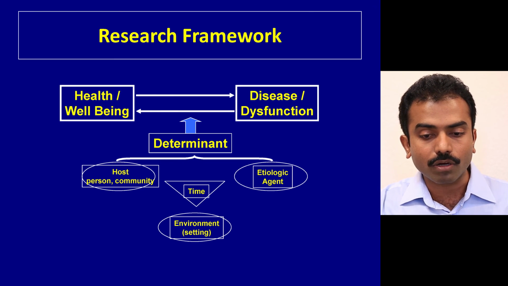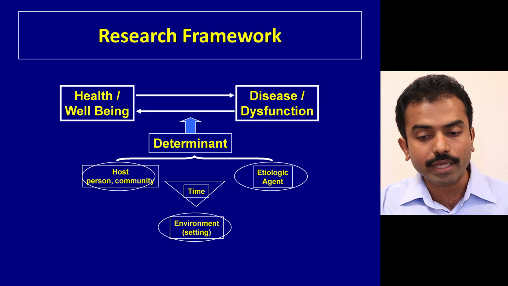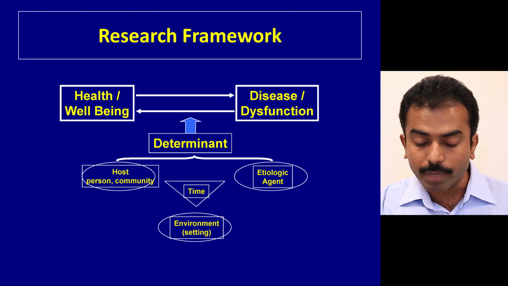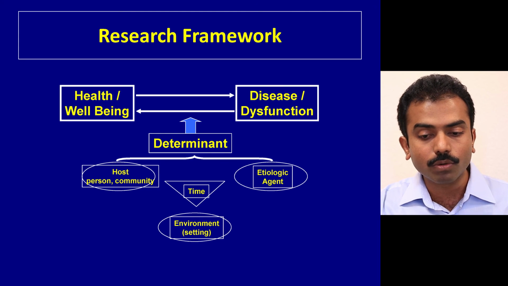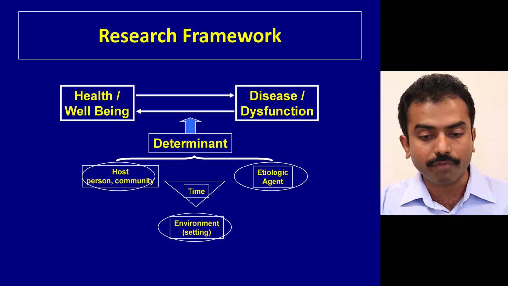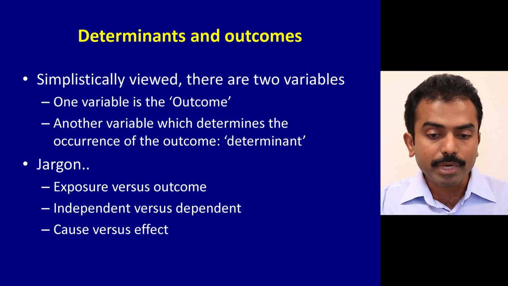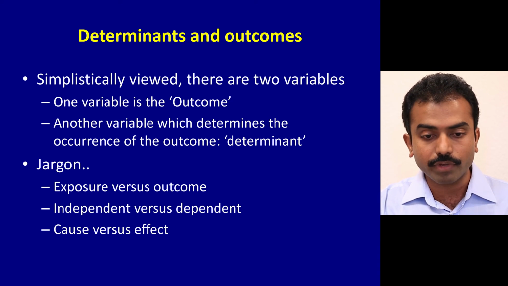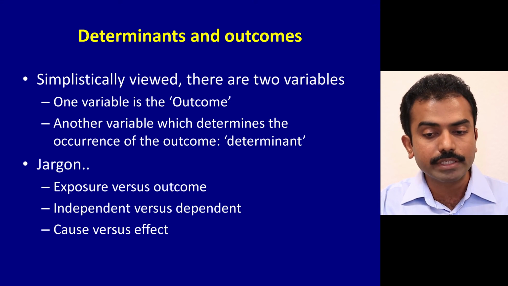Those could be classified as host factors or etiologic agent factors. It could be environmental factors or a certain time period. So this is classically known as the epidemiological triad, the host, environment and agent factors, a combination of these three acting together to cause either health or disease. So, simplistically viewed, there are just two variables that we are interested in. One is the outcome, and the other is what determines the occurrence of this outcome, the determinant.